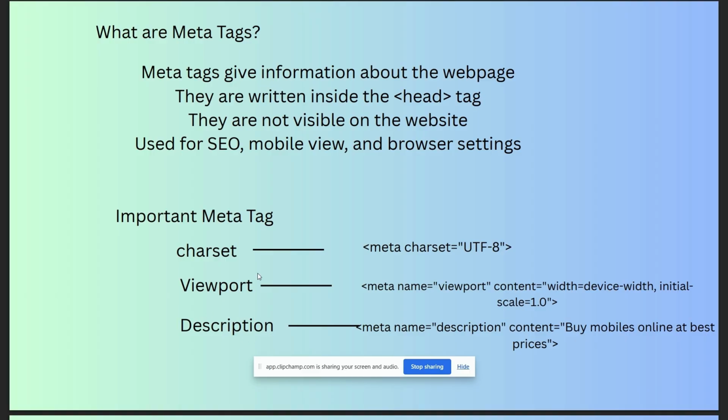Viewport helps with mobile responsiveness. It controls how the website looks on mobile devices. So charset is character encoding, viewport is for mobile responsiveness, and description is information about the web page.